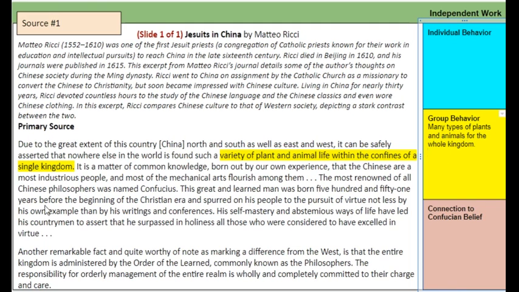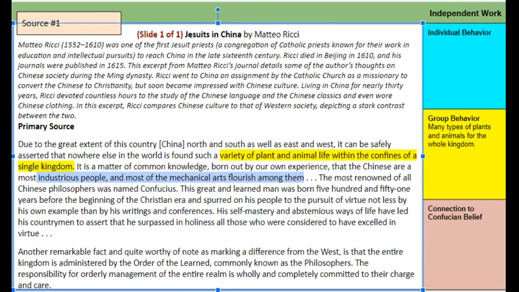Okay, let's keep reading. It's a matter of common knowledge, born out of our own experience, that the Chinese are a most industrious people and most mechanical arts flourish among them. Meaning industrious, meaning hard workers, and mechanical arts flourish. Mechanical, meaning doing mechanical things, kind of like machines or pre-machines, they do very well there. Meaning how things work together with each other.